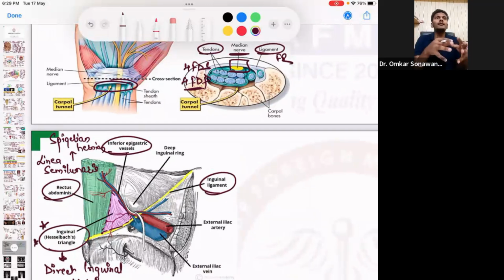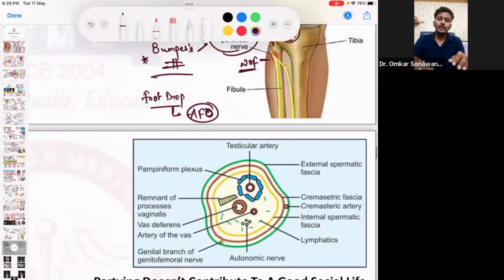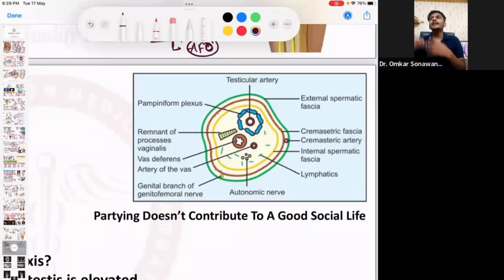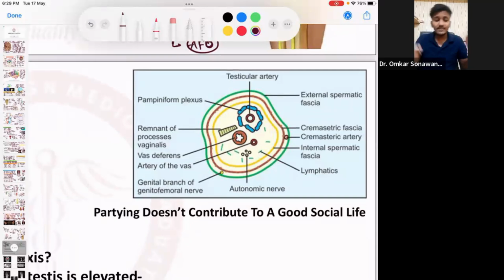Medial to the inferior epigastric vessel is the direct inguinal hernia. Lateral to it is the indirect inguinal hernia. And the pubic tubercle is used as a landmark for inguinal and femoral hernia. Above and medial is the inguinal hernia. Lateral and below is the femoral hernia. Then here you can see it is a spermatic cord.